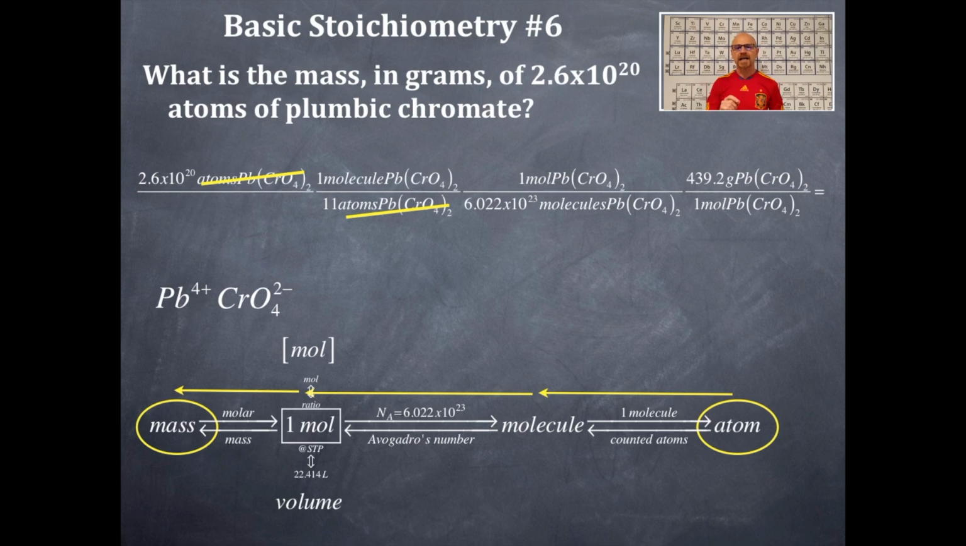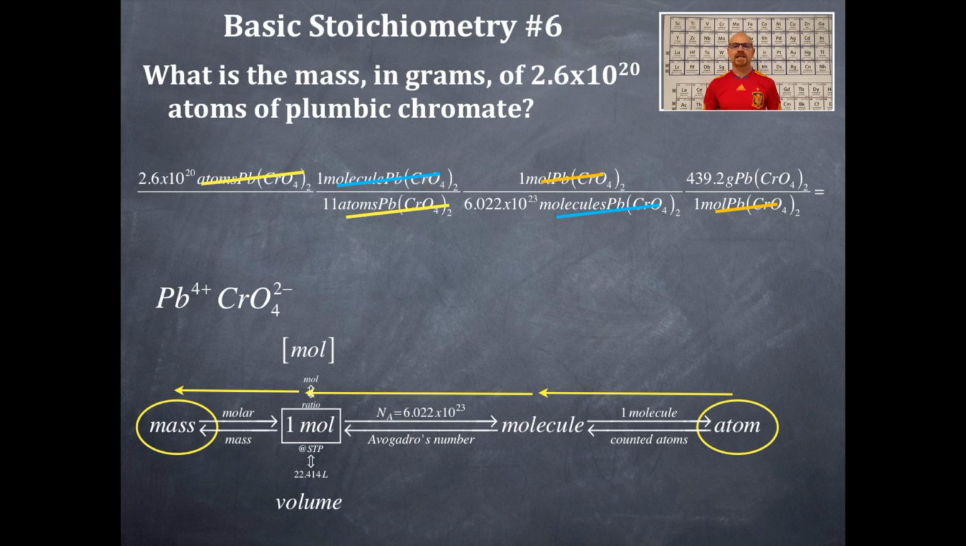You should see that your atoms of plumbic chromate are going to cancel out, and it is 2.6 times 10 to the 20 atoms, and then 11 counting atoms, and that is equal to 1 molecule in the numerator. Then our next term, we have molecules in the denominator, and that's Avogadro's number, and then moles in the numerator. Then moles in the numerator are going to cancel out with moles in the denominator of the next term. And the molar mass of plumbic chromate is 439.2 grams per mole, and that has 1 decimal place because lead has 1 decimal place on the periodic table which we're using here.